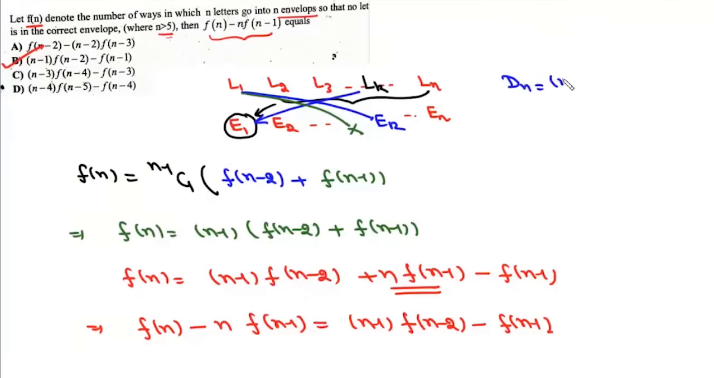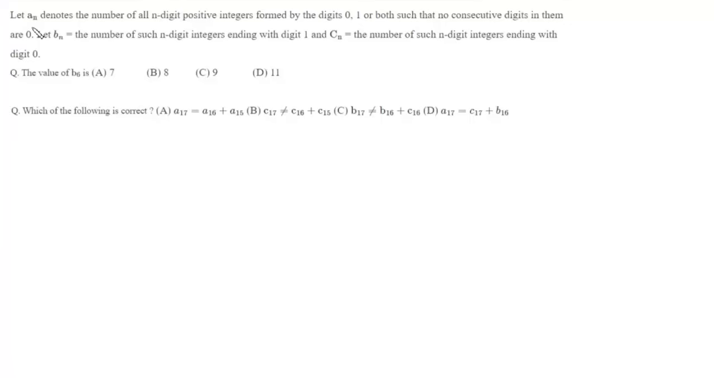It is given by n minus 1 into Dn minus 2 plus Dn minus 1. Now here the question is, let An denote the number of all n-digit positive integers formed by the digits 0 and 1 or both such that no consecutive digits are 0.